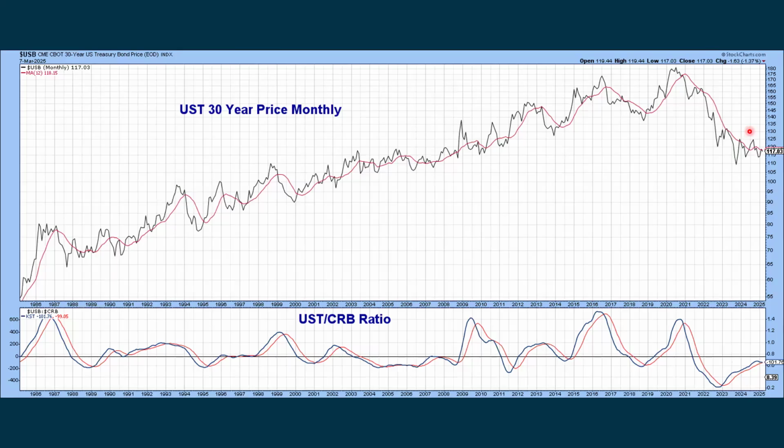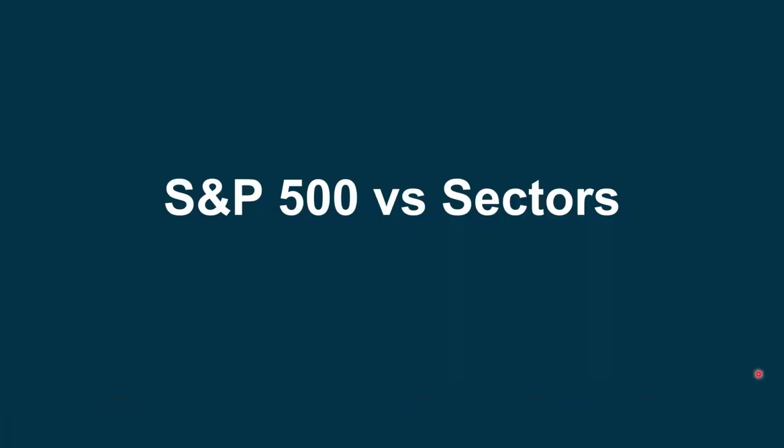sector. And then we look at the 30-year price of the bond on top, where it's been in a downtrend and the moving average is still going down. But when we do a ratio of bonds to commodities, even though the bonds have been under pressure and in a downtrend, they were still outperforming commodities longer term. That could be starting to change here as we're seeing this ratio roll over.